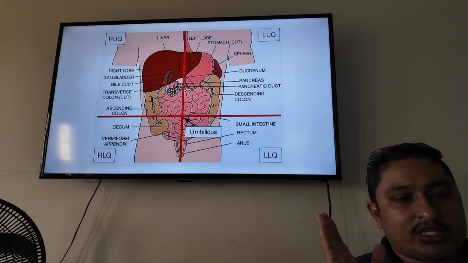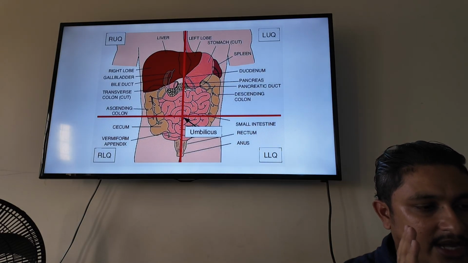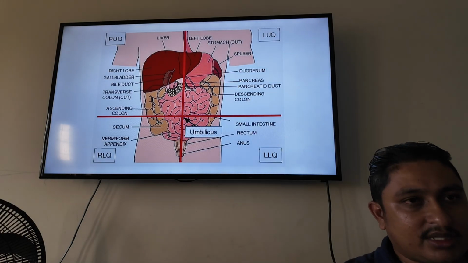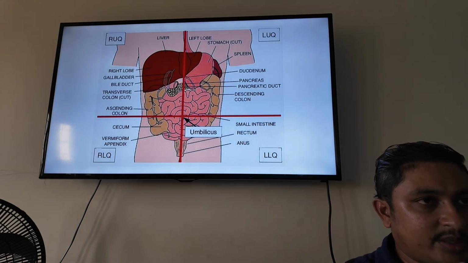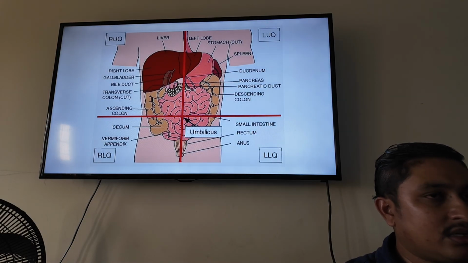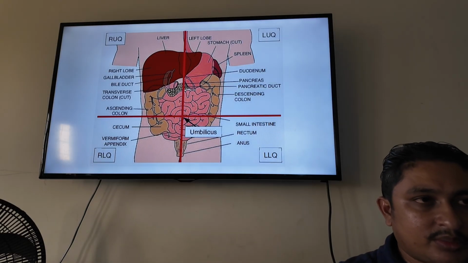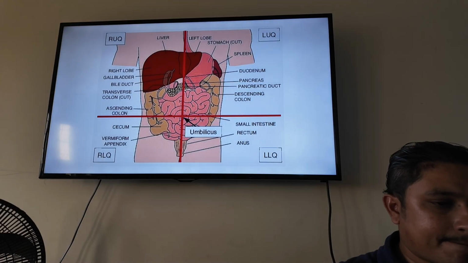A visual representation of what we were talking about. Just remember, I think that this is something that you have to commit to memory. You have to commit a diagram like this to memory, right? So that when you're dealing with the patient, doing your physical examination, in your mind, you're overlaying this image onto the patient's abdomen. You know where each organ lies.